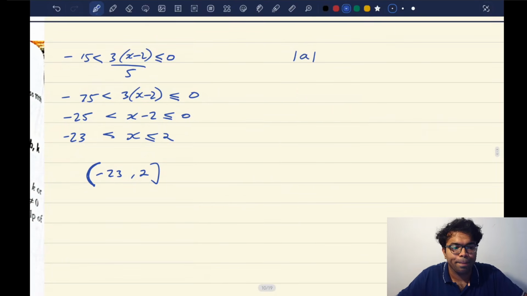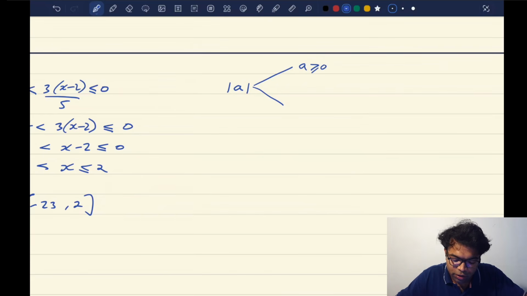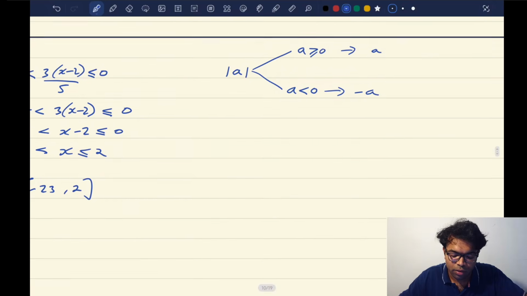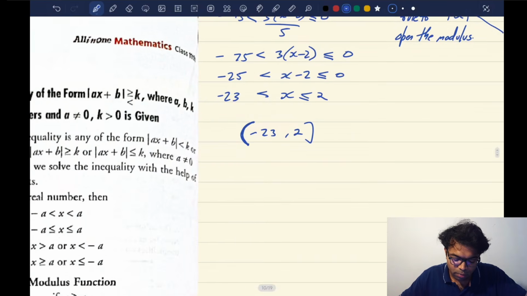Modulus of a, when I open it, I have two conditions, right? If a is greater than or equal to 0, modulus of a, when it opens up, only becomes a. But if a is less than 0, that is, if a is negative, then modulus of a becomes minus a. Clear? So this is the rule to open the modulus. Here, this is how you open up a modulus sign.